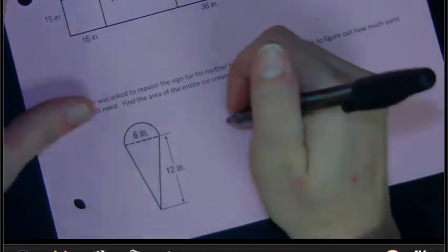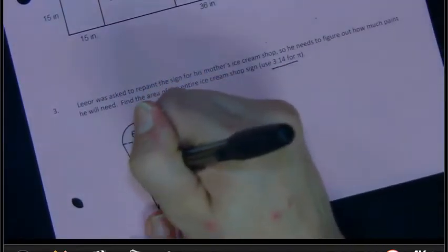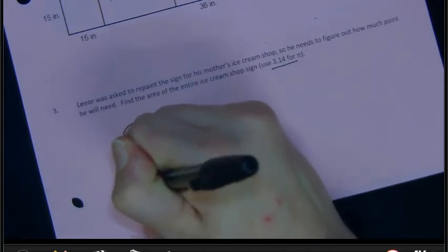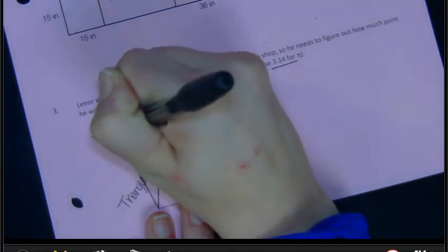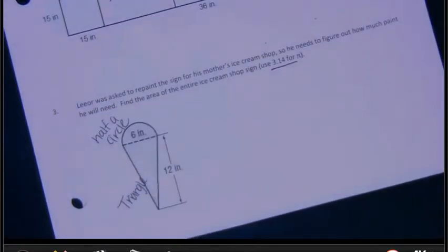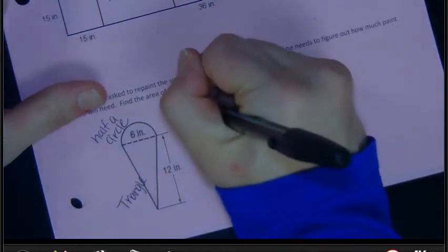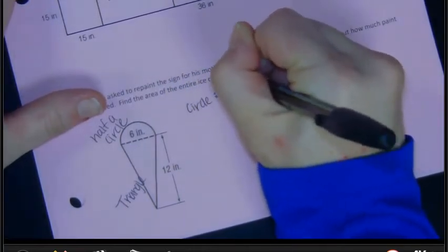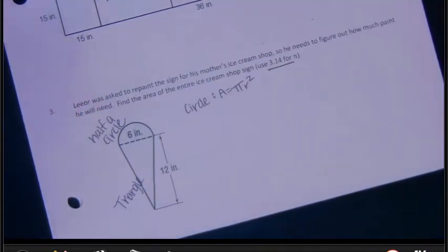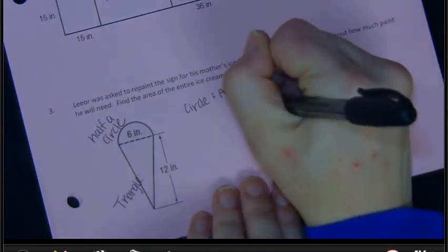Okay, so the first thing I need to do is identify my two shapes. Well, I have a triangle. And then here I have half a circle, okay, which is actually called a semicircle. It's half of a circle, all right? So if I remember for a circle, my formula to find area is equal to pi r squared, okay? Now that's to find the entire circle. What do you think I need to do to it just to find half of my circle? Divide it by 2. So I'm going to take this and I'm going to divide it by 2.